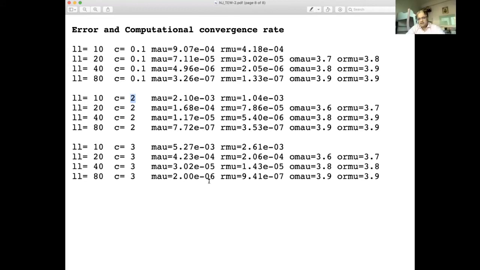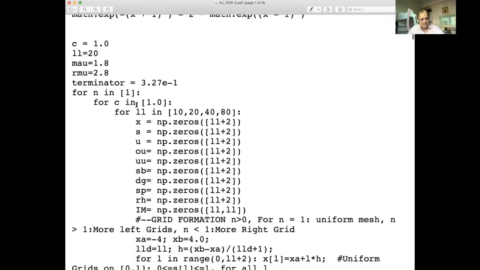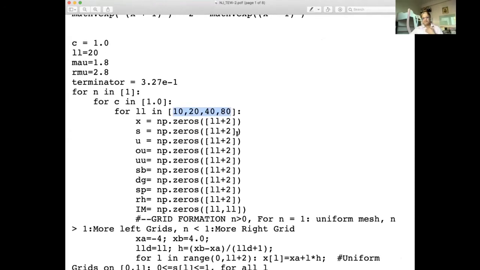So this is all about the Python calculation. I would like to add one more thing. Why I have taken the number of grid points coming to the first line. Here in the calculation, I have taken LL equal to 10, 20, 40, 80. Please note that I have taken the internal number of grid points as twice: 10 to 20, 20 to 40, 40 to 80, two times.